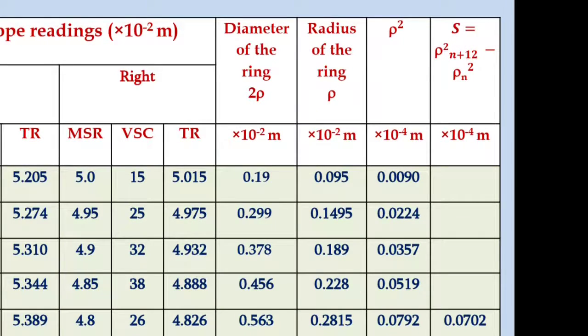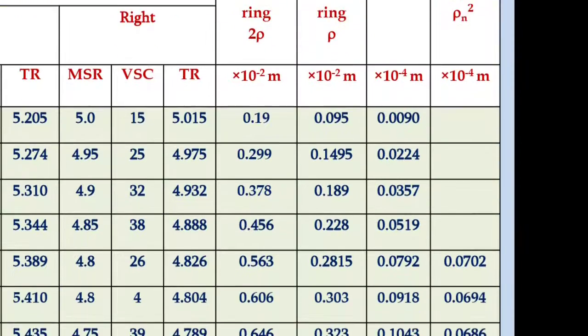Then we have to find S. S is nothing but the rho square of the n plus mth reading minus the rho square of the nth reading. The mth reading means you can take the difference for any number of rings. M represents the difference. You can find the difference for 3 rings or for 6 rings, for 9 rings, 15 rings. It's up to us. Here the difference is taken for the 12th ring.